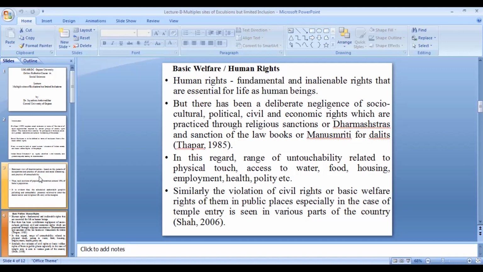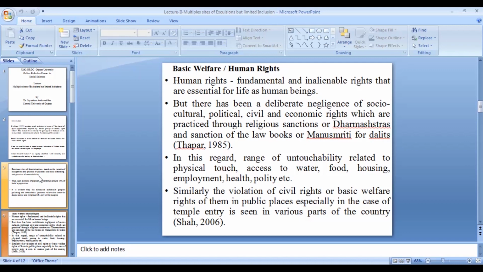In this regard, a range of untouchability related to physical touch, access to water, food, housing, employment, health, and polity is seen. Now, these spheres are also included in the few basic welfare rights, like having potable water or shelter or livelihood. These are the basic few welfare rights.